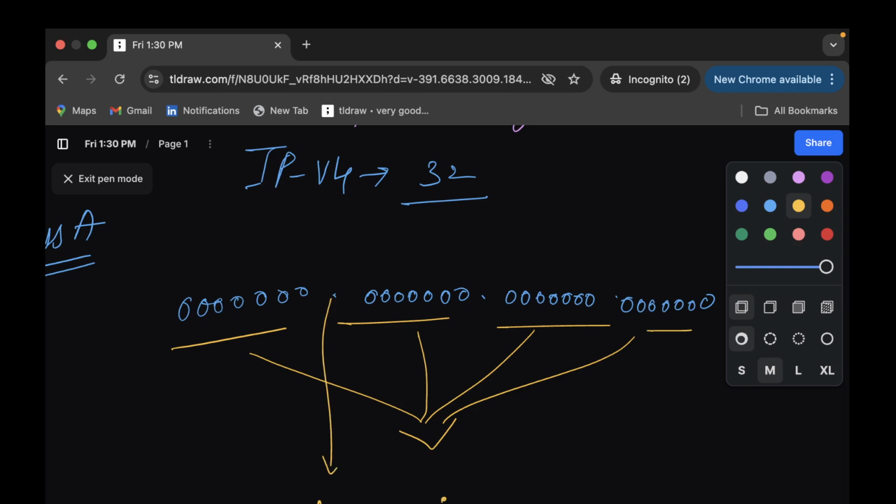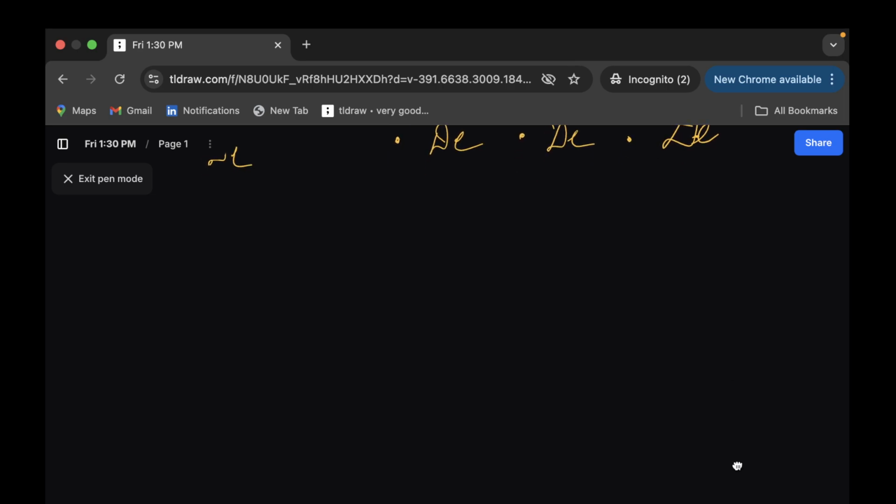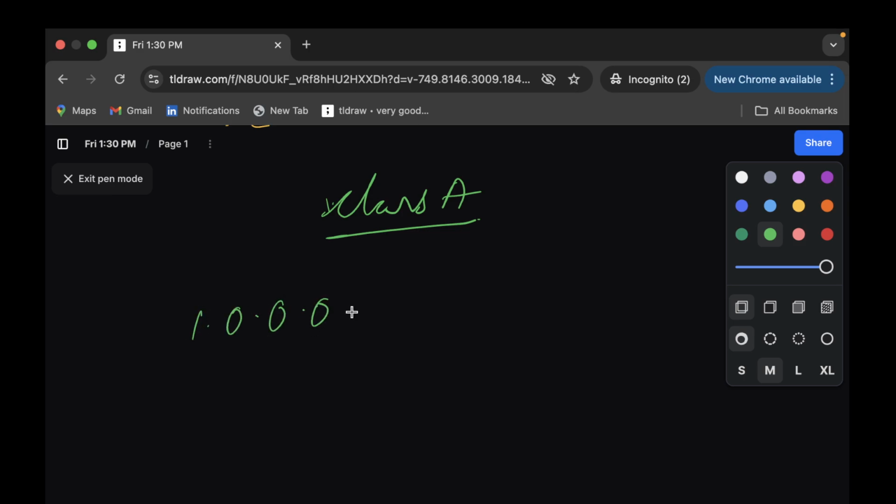So there is a decimal number here, a decimal here, and then another decimal, and then here another decimal number, right? Now let's see how we divide into different classes. The first class that we have is class A. The class A IP address will start from 1 to 126.